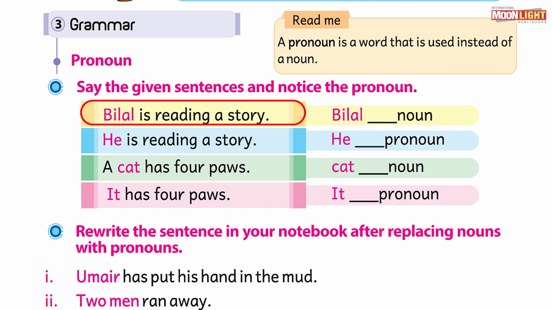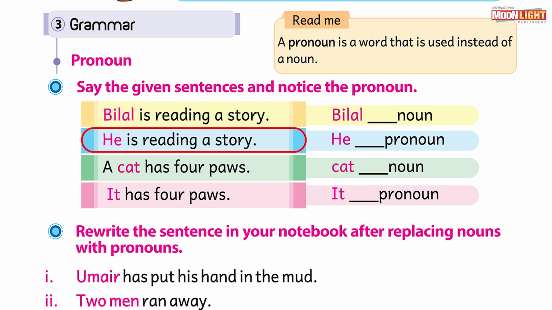Look at this sentence. Bilal is reading a book. As Bilal is a boy, when we rewrite this sentence and we are supposed to write a pronoun instead of the noun, we will say he is reading the book.